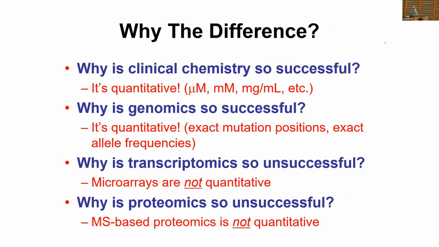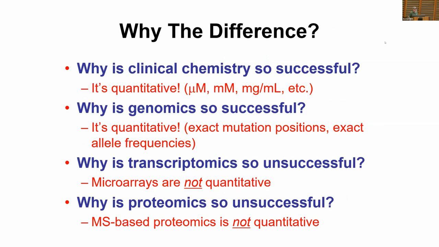So why is there a difference between, say, metabolomics versus proteomics or genomics versus transcriptomics? Why is clinical chemistry so successful? Well, it's quantitative. If you've ever worked in a clinical chemistry lab, if you've ever had some clinical chemistry measured on a urine or blood sample, you'll get things like mgs per mil or micromolar or millimolar.